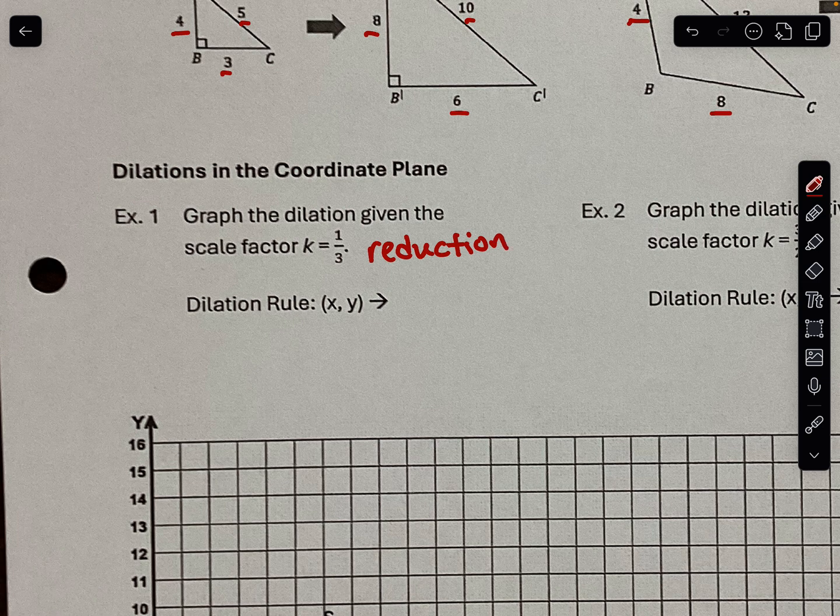Now, can anyone tell me what my rule would be if I'm multiplying by 1/3? What would it be if I was adding 1/3? It would be plus 1/3. So what is it if I'm multiplying? I'm confused. 1/3 what? Yeah, 1/3 x. Good, Jordy. If I'm multiplying, it's just 1/3 times x, 1/3 times y. Okay? So I'm taking 1/3 of each number.